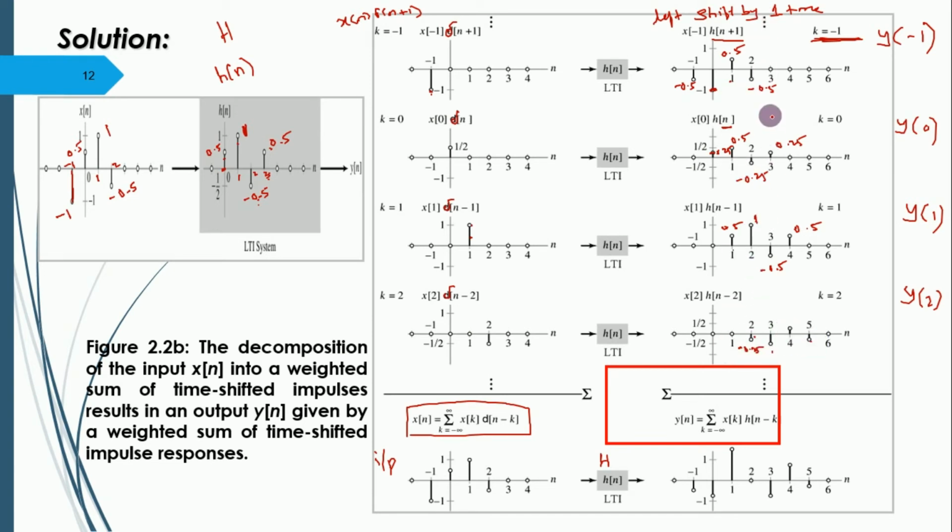Add all these four things, and it will result in your output. You can see here, at minus 1, I am having only minus 0.5, nothing else. I am writing minus 0.5.